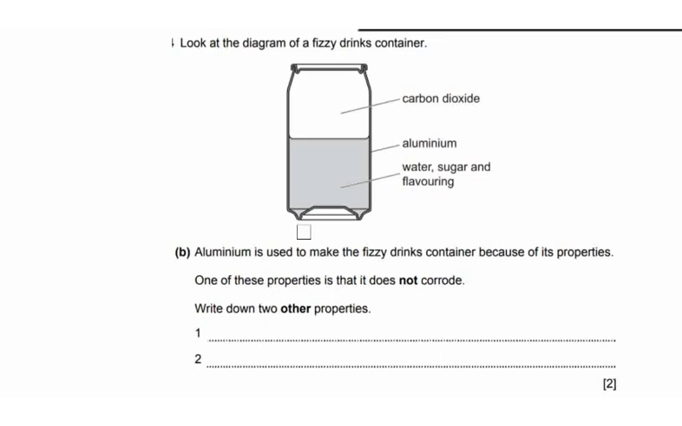Aluminum is used to make the fizzy drinks container because of its properties. One of these properties is that it does not corrode. Write down 2 other properties. 10 seconds from now. If you have not finished, you may pause the video for a while and write down your answer, and then we can see the discussion together.